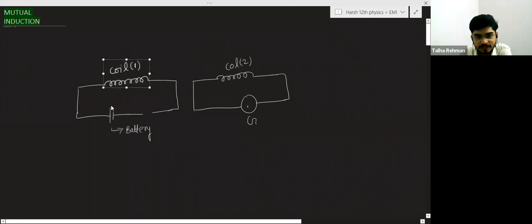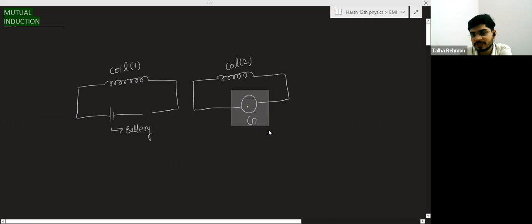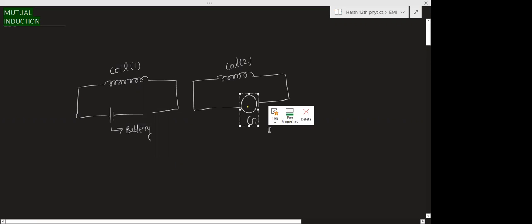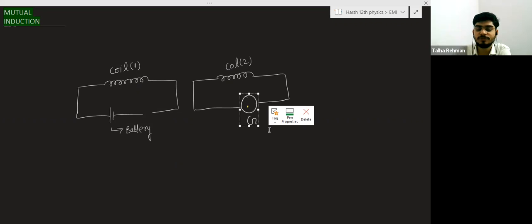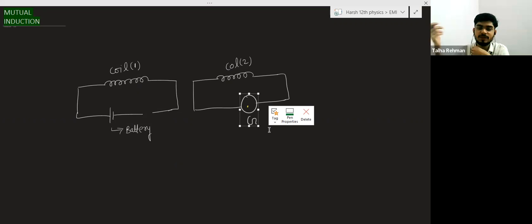This coil 1 is connected with a battery, and this coil 2 is connected with what is this? A galvanometer, right? Very good. What is the use of the galvanometer? It is used to detect feeble current.